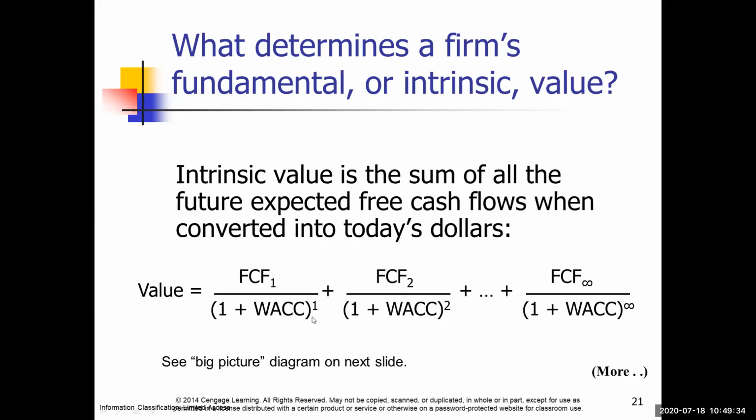So that is your free cash flow divided by 1 plus the weighted average cost of capital for the first year, plus the second year, plus the third year, and it goes on. So this becomes the intrinsic value of the firm.